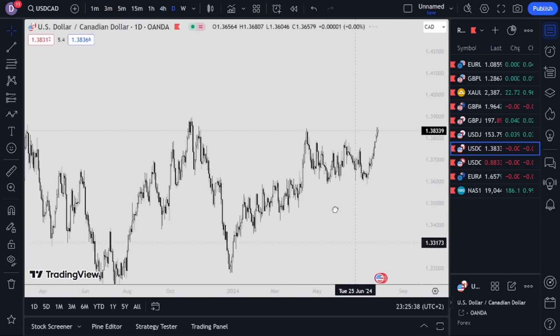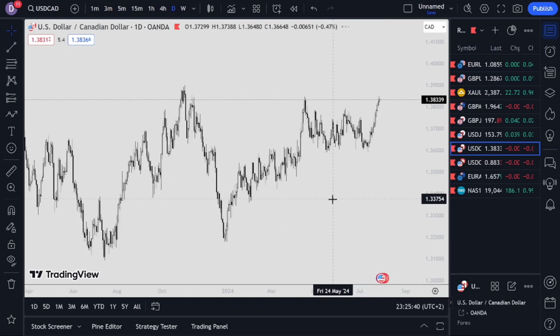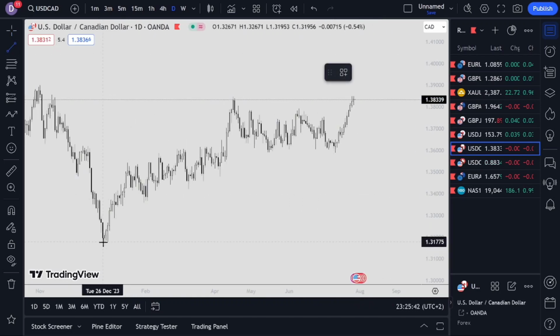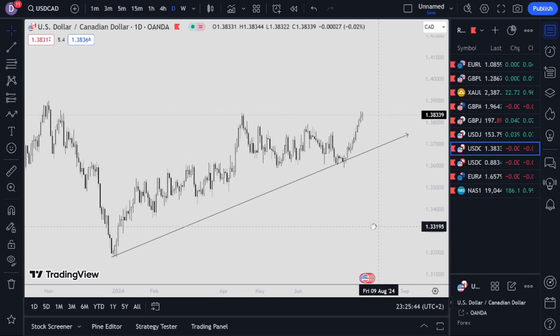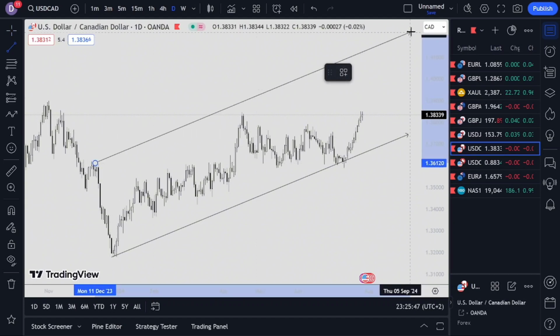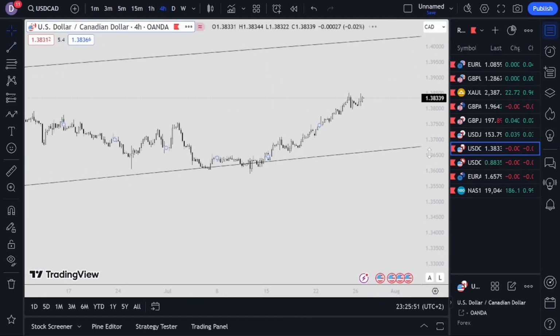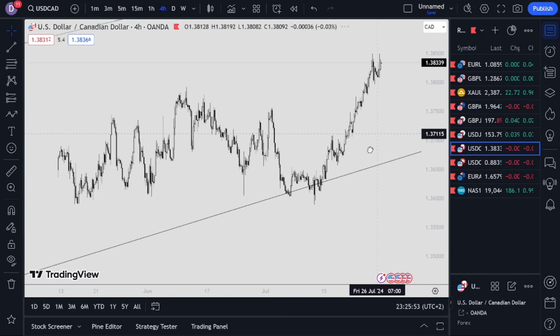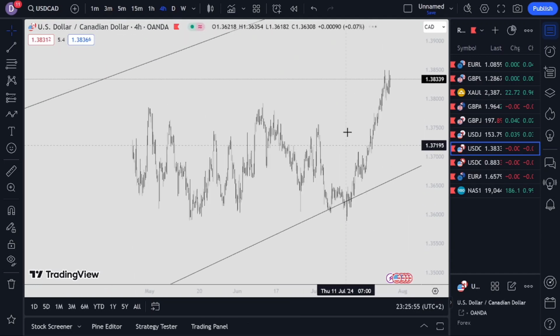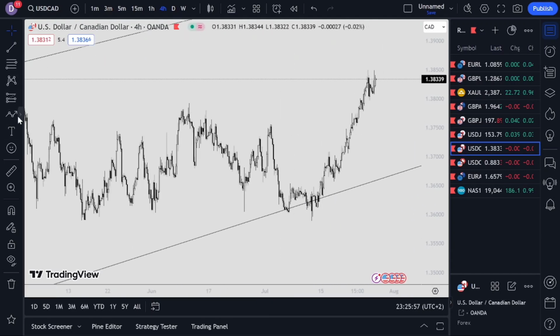So let's go on the daily. You can basically see what I mean, right? We're in a nice uptrend that's been quite consistent for a really long time. Don't forget, selling on this pair is a risky move. But if USD CAD does sell, it could potentially just.